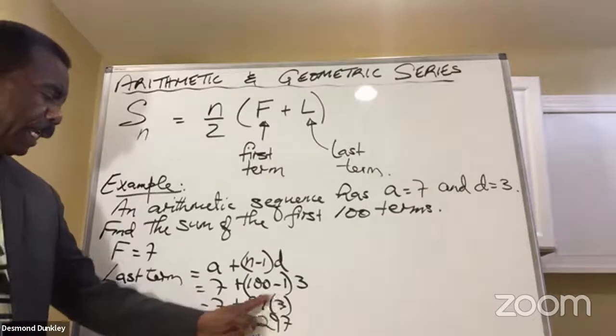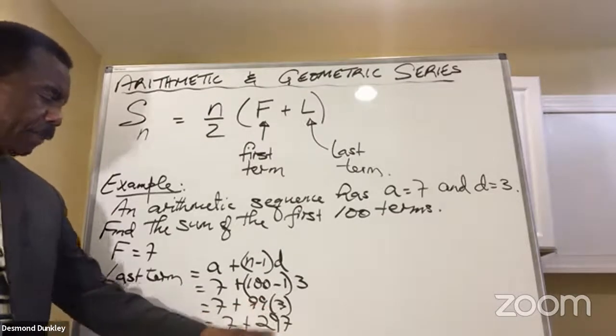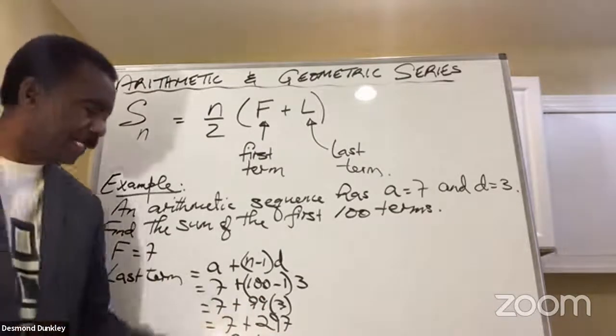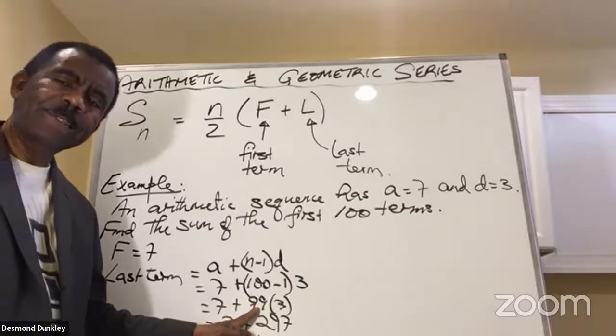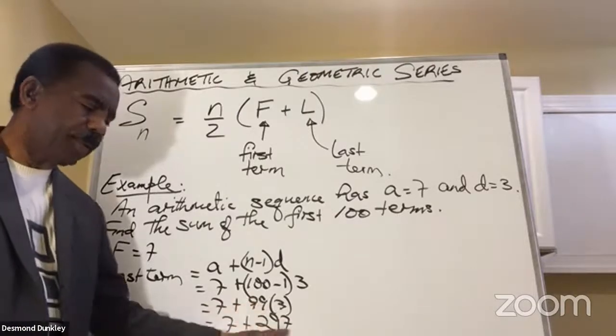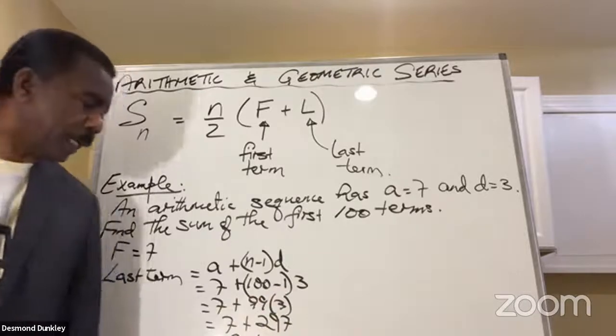You might be wondering, 3 times 9 is 27, plus 270. But I didn't do it like that. I said 3 times 100 is 300, and 3 times 1 is 3, so 300 take away 3 is 297.